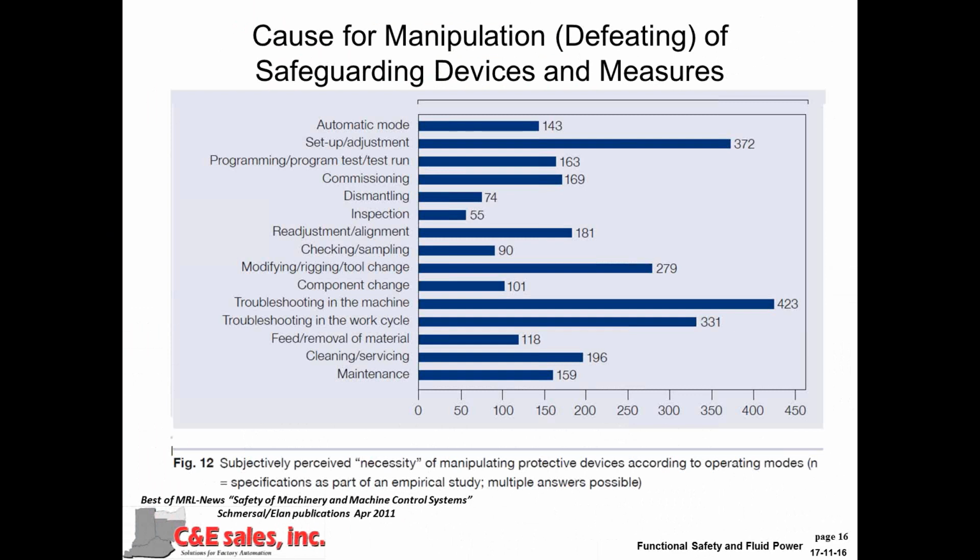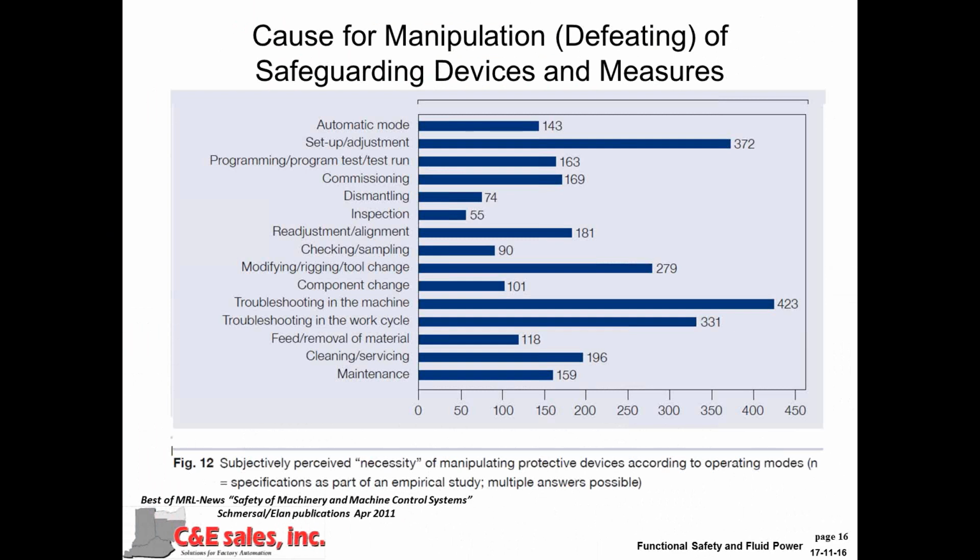There were some questionnaires done a while back. This one came from Schmersal, as a matter of fact, where they asked folks for what functions do you typically bypass or have to bypass a risk reduction measure? Wouldn't be at all surprised about the troubleshooting of the machine, but I find it interesting that 143 responses were, I have to bypass the safeguards in automatic mode. Similarly for manual setup, material removal, and so on.